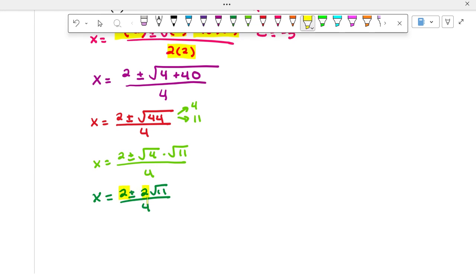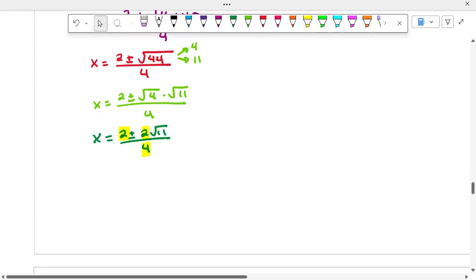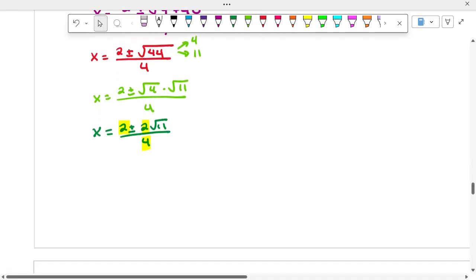Now, can't all three of the numbers not under the radical be divided by the same number? So can all three of those numbers be divided by the same number? Yes. So we can simplify that further. So what number am I dividing into all three? 2. So I'm dividing by 2.